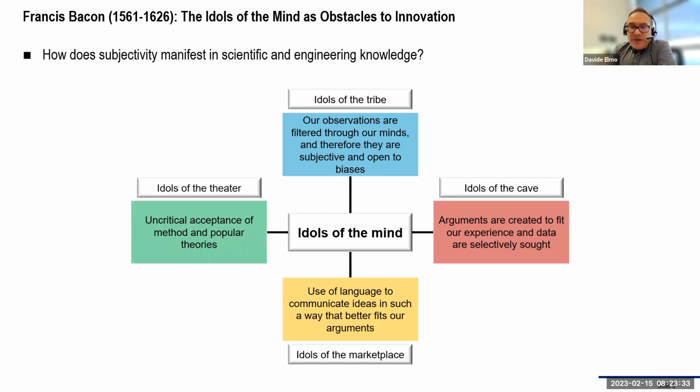And finally, we have the idols of the theater. This refers to the uncritical acceptance of methods and popular theories. Where to start here when we talk about engineering, rock engineering in particular? As I said in an earlier story, we have already met what we call the validation oracles and the defense of empirical methods, while at the same time not accepting new methods that could improve on their limitations.